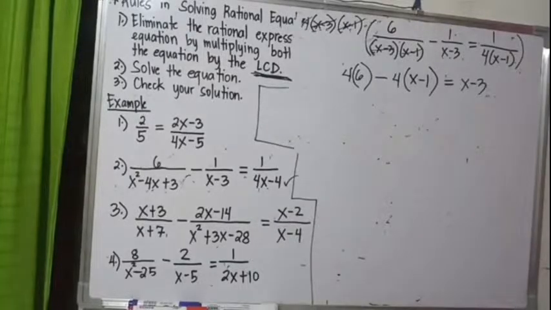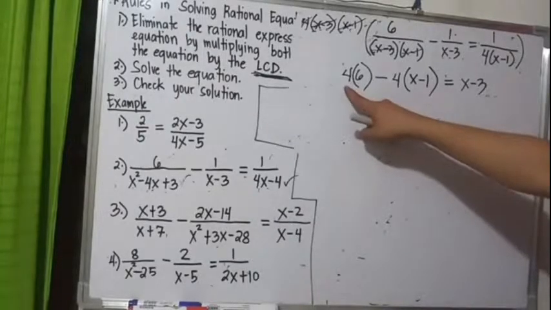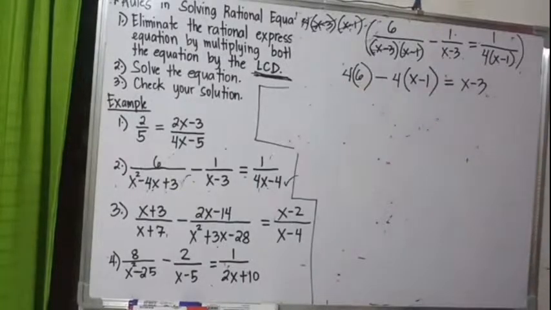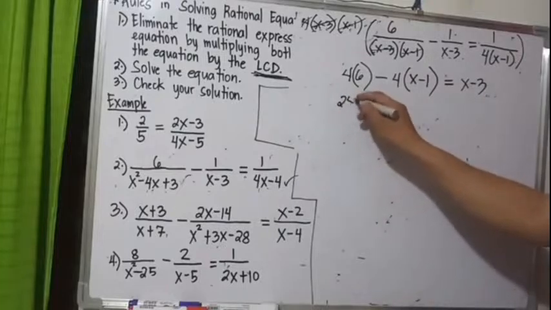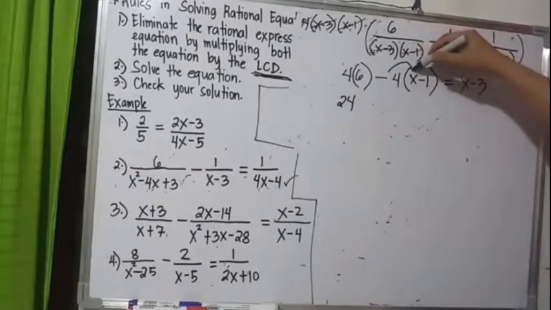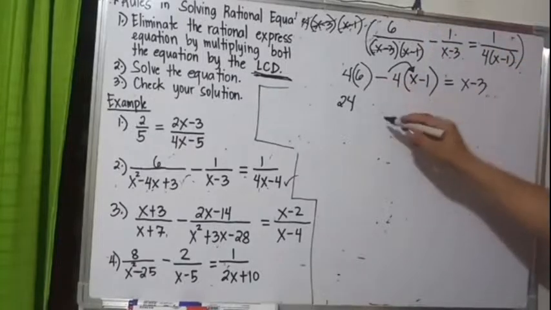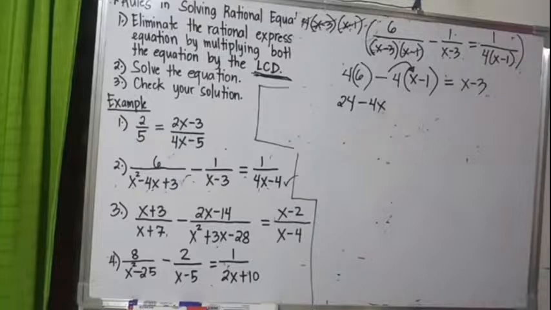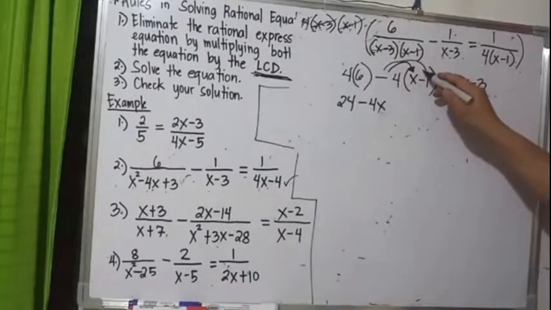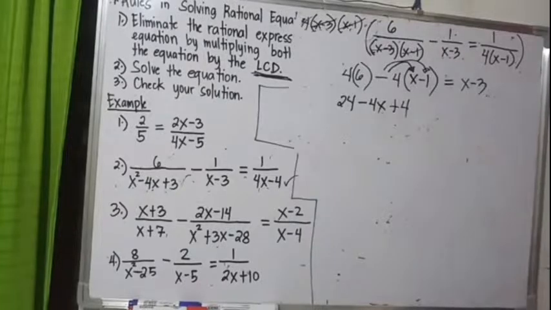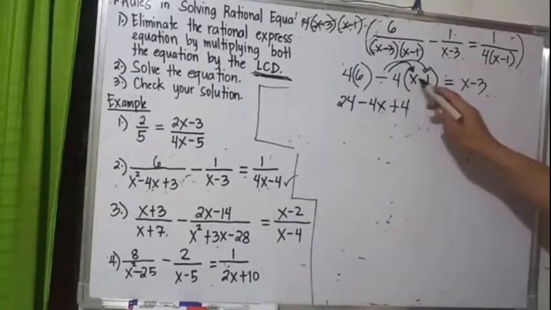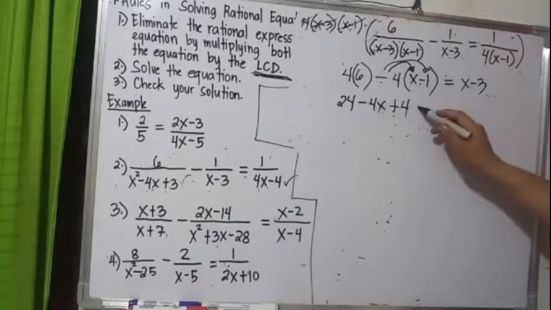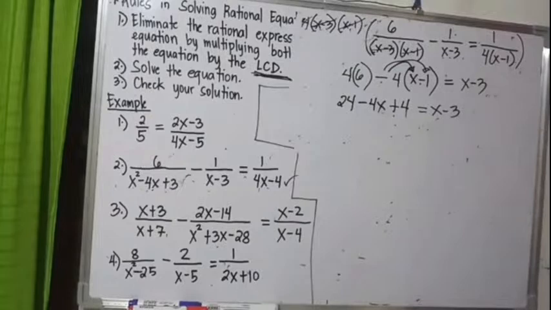Next, we need to simplify to find the value of x. So, 4 times 6, that is 24. Then we distribute this. Negative 4 times x is negative 4x, or minus 4x. Negative 4 times negative 1 is positive 4, because negative times negative becomes positive. Then equals x minus 3.